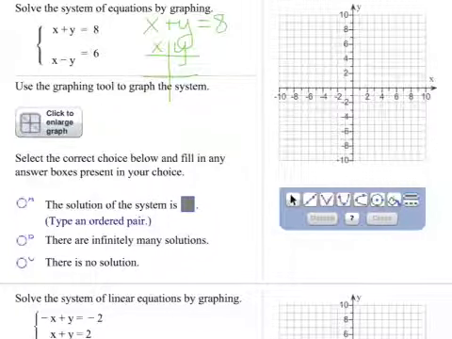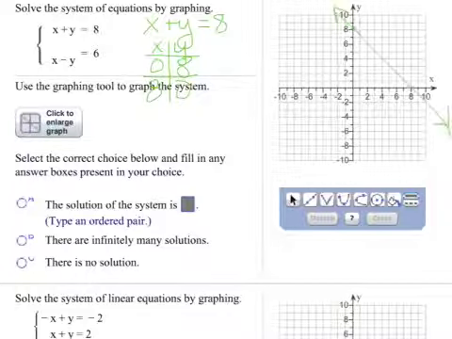For my first line, x plus y equals 8, I think I'll use intercepts. I know that 0 plus 8 is equal to 8, and I also know that 8 plus 0 is equal to 8. So those are my x and y intercepts that I'll graph for this line. So there you can see my first line that I graphed using the intercepts.